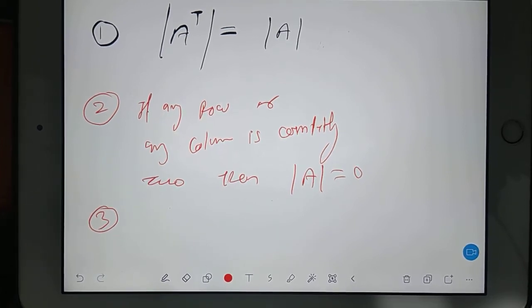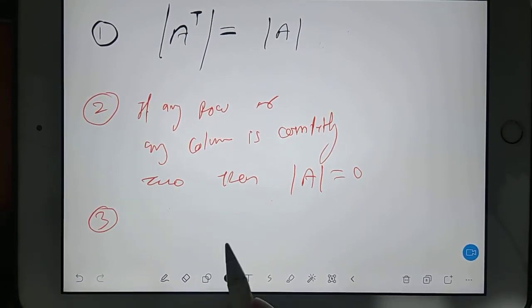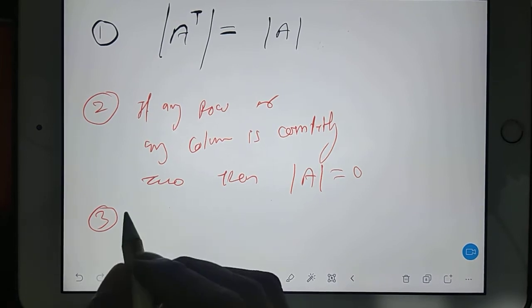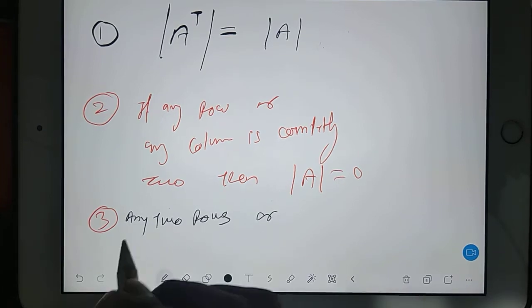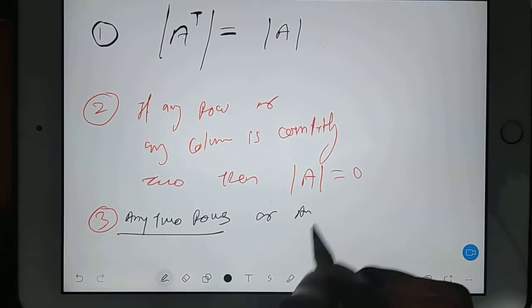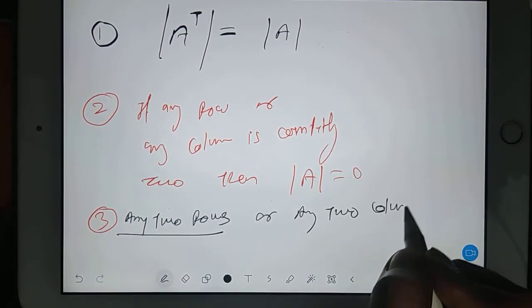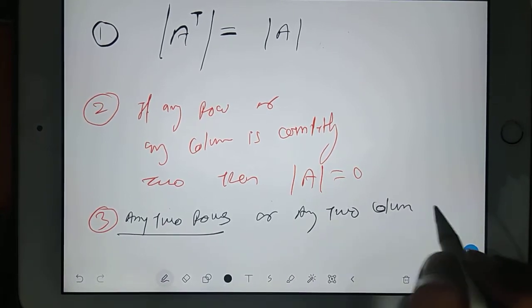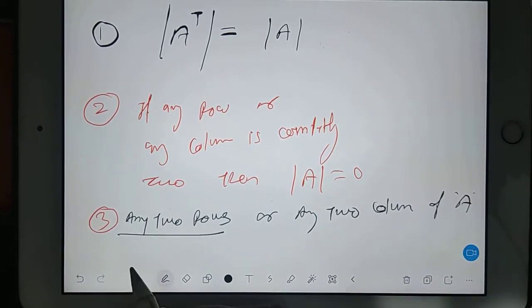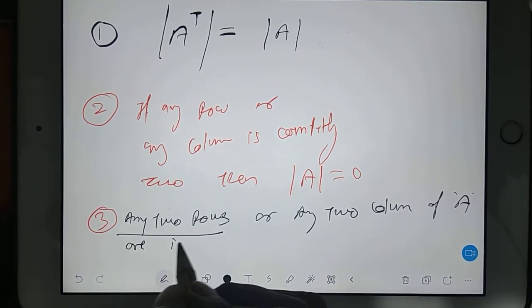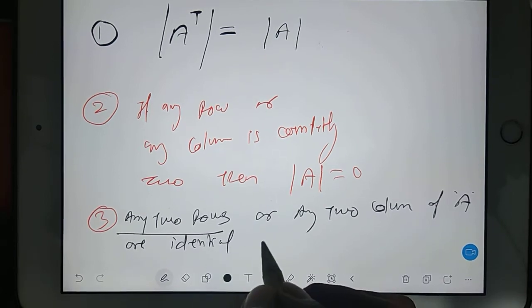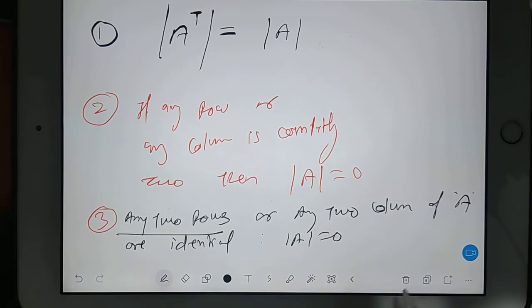Very good. Any two rows or any two columns are the same. Take down: if any two rows or any two columns of matrix A are identical, then also the determinant of A will be equal to 0.